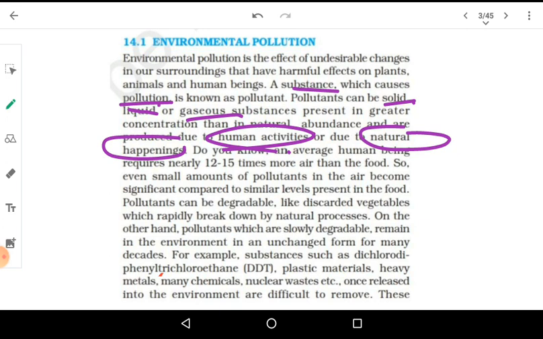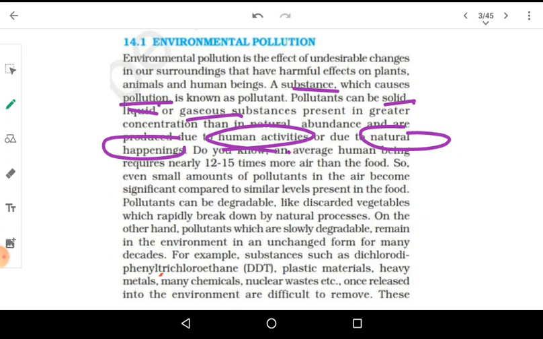Do you know an average human being requires nearly 12 to 15 times more air than food? So even small amounts of pollutants in the air become significant as compared to the similar levels which are present in the food. So, air pollution is more critical, right?